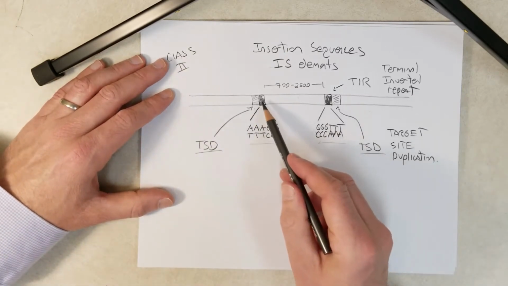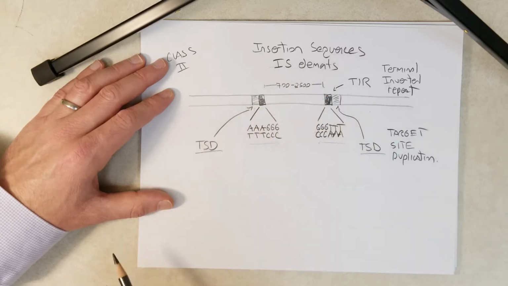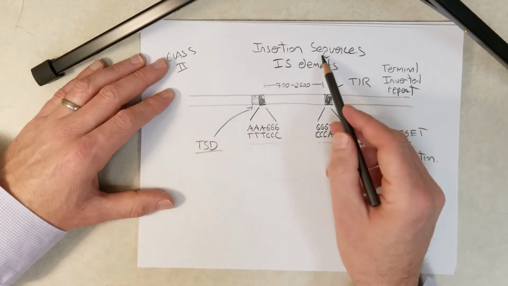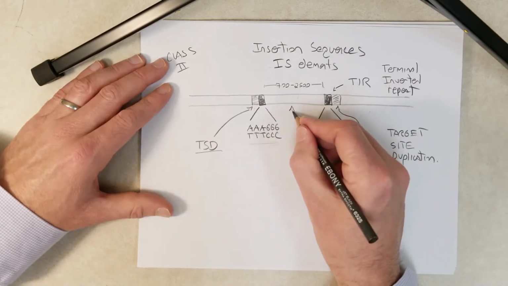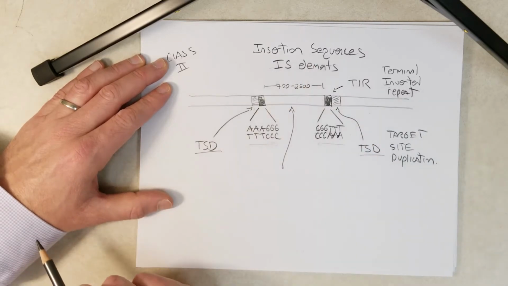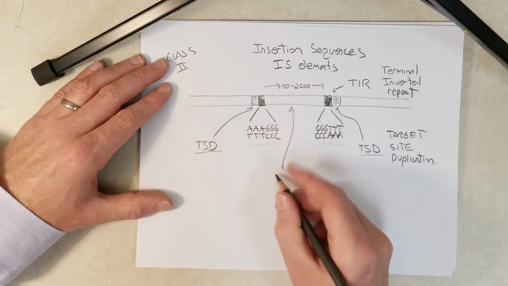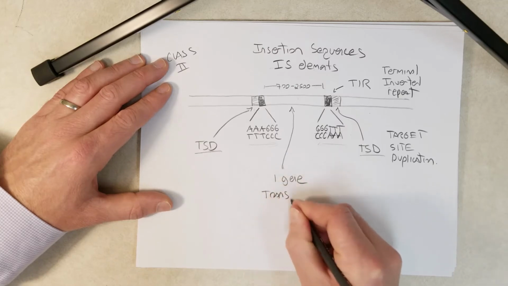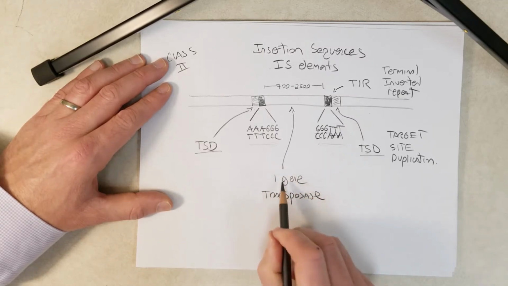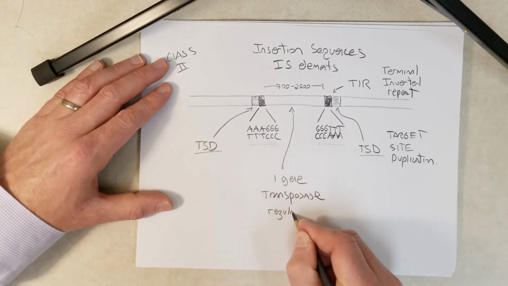Now the lengths and the sequences of the TIRs and the lengths of the target site duplications are specific to different IS elements. And they're going to be related to the transposase, which is encoded by the insertion sequence. So the IS elements are relatively short, and they usually only encode one gene, and that would be for the transposase, but some encode another protein, which would be a regulatory protein.